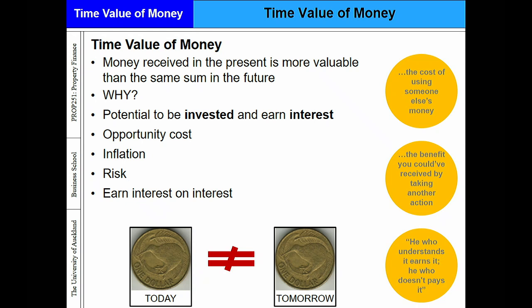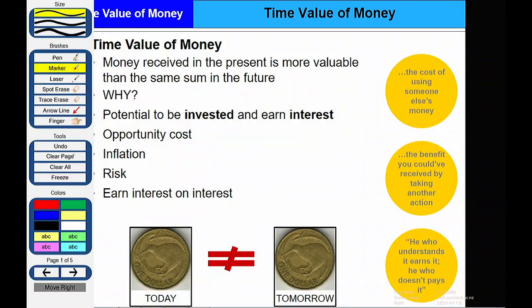So the concept of earning interest on interest is very powerful. You can, I guess, appreciate it better if we just have a quick example. With interest, we have options. We have compound interest, and we have simple interest.